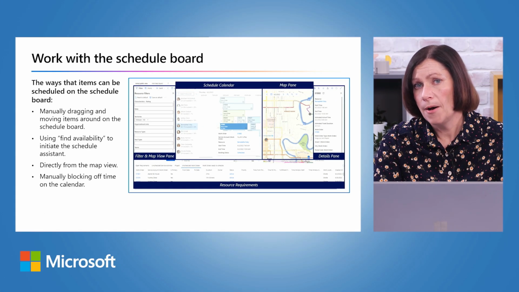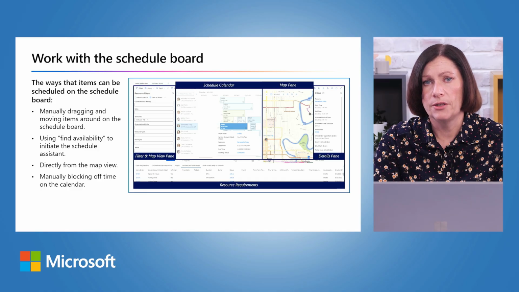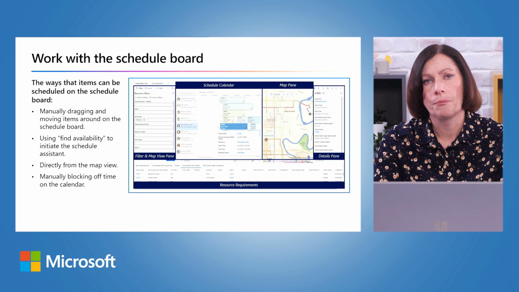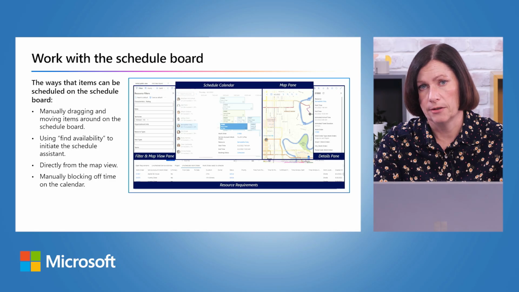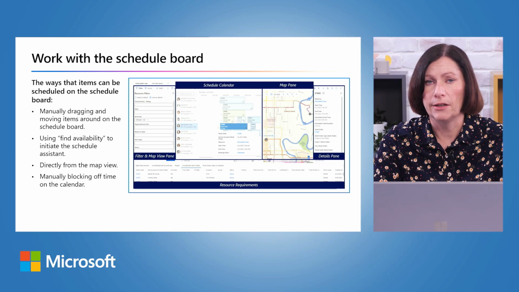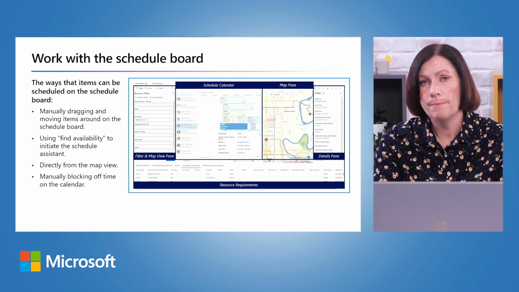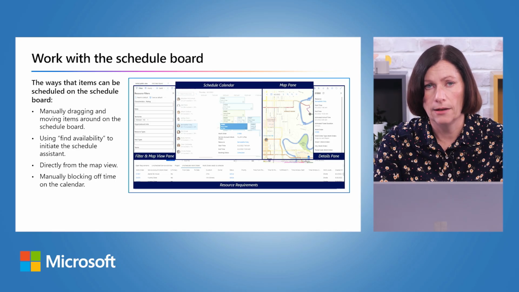Those ways are manually dragging and moving items around on the schedule board. They can use Find Availability to initiate the schedule assistant. It can be done directly from the map view or by manually blocking off time on the calendar.